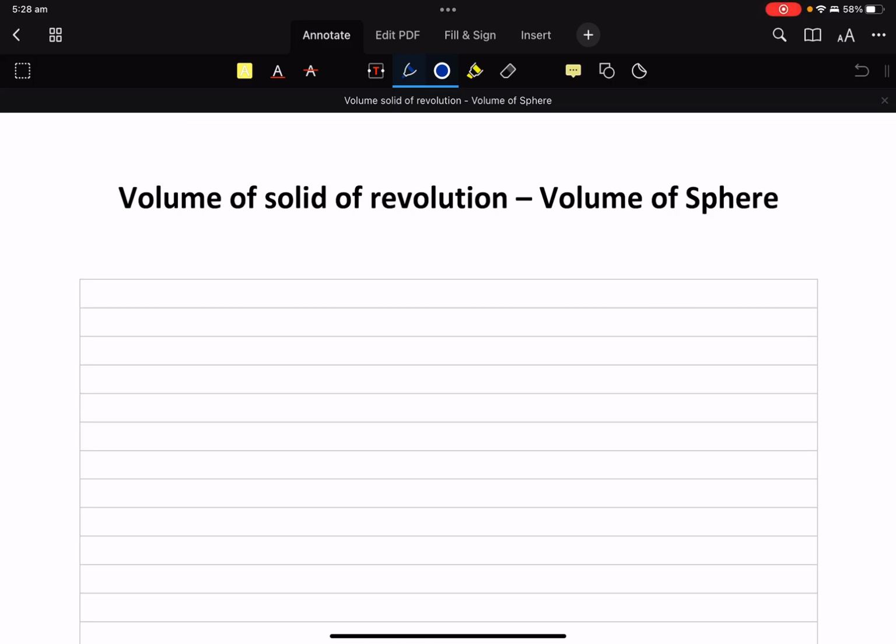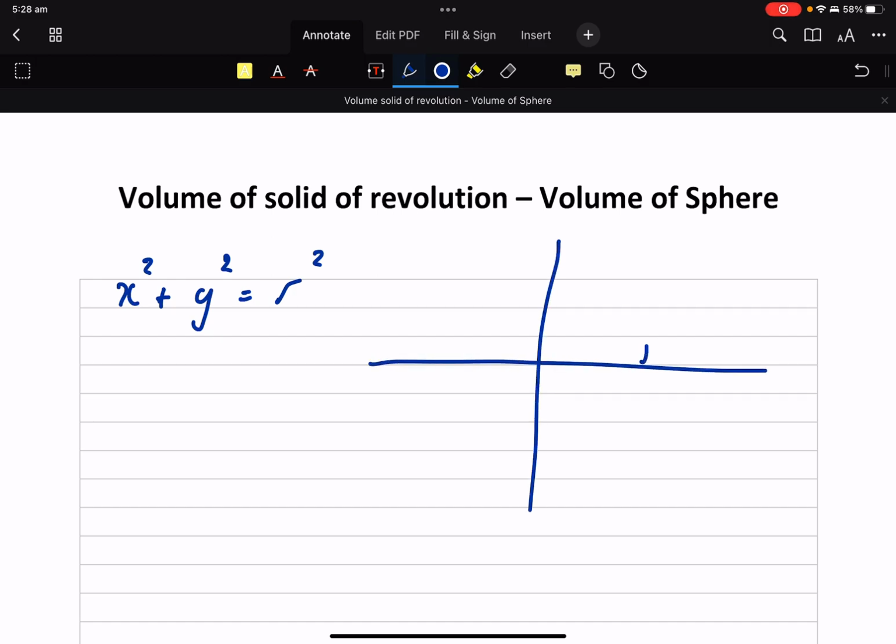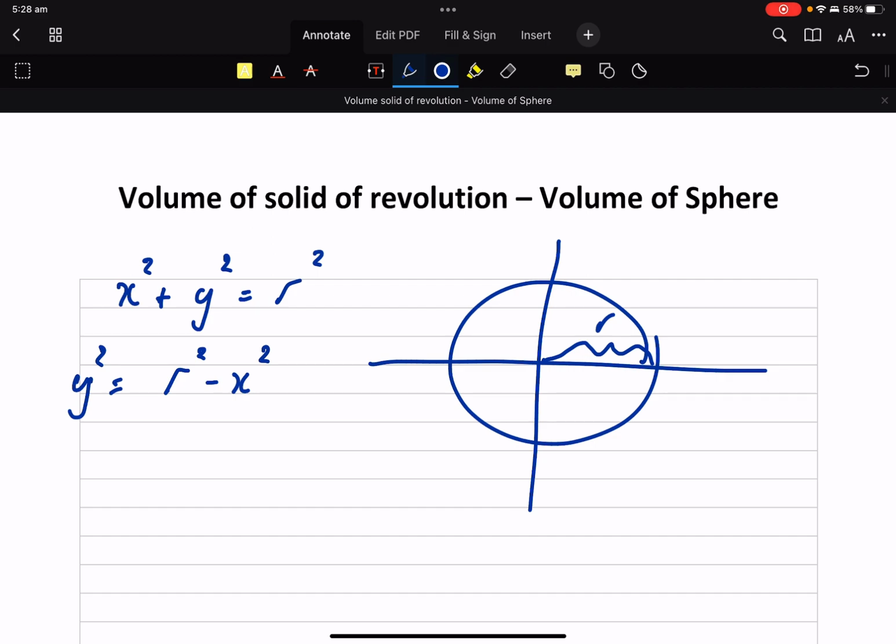Volume of a sphere starts with a circle. Circle is x squared plus y squared equals r squared from grade 10. And that's my r. Let's just play a little bit. y squared equals r squared minus x squared. y equals plus or minus the square root of r squared minus x squared, which is that circle.